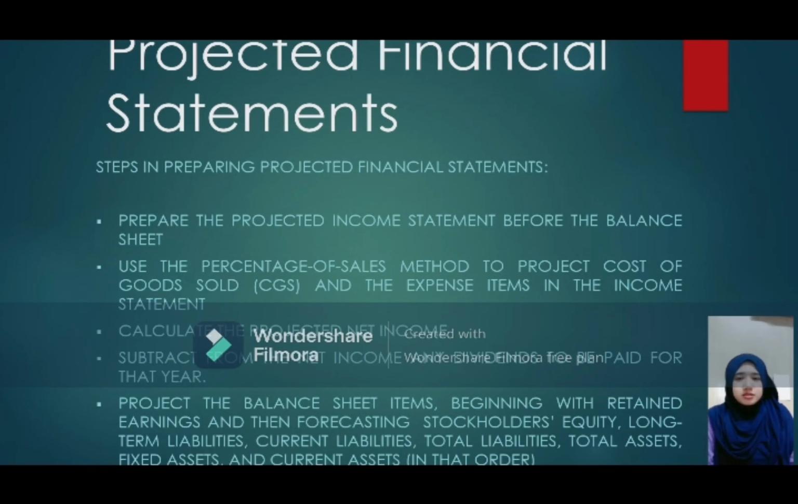Fifth, project the balance sheet items beginning with retained earnings and then forecasting stockholder equity, long-term liabilities, current liabilities, total assets, fixed assets, and current assets in that order. And last, list comments or remarks on the projected statements.